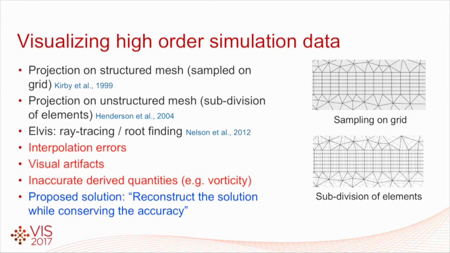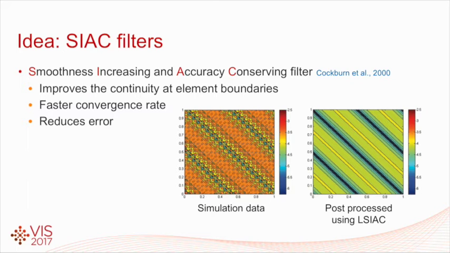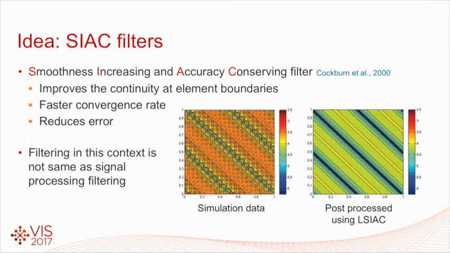For this, we use SIAC filters. SIAC filters were introduced in the math community by Cockburn et al. in 2000. They stand for smoothness-increasing, accuracy-conserving filters. These filters have been mathematically proved to conserve accuracy, increase the continuity between element boundaries, and have a higher convergence rate. This is a result of using the SIAC filter on a 2D problem. It is important to note that filtering in this context is different from a signal processing filter. In some sense, this filter is specially built for finite element simulations.